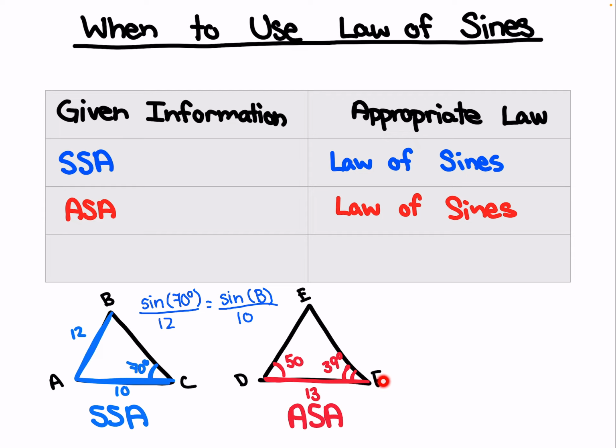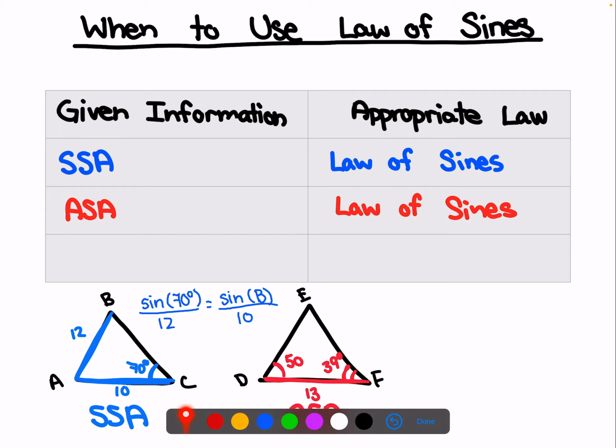So this is the next way that we can use law of sines. Now for this one, we'd need to do a little bit of math before we can actually set up law of sines. By the triangle sum theorem, we can find angle E. 50 plus 39 is 89. 89 plus what will give me 180? Well, 91. So angle E is 91 degrees, meaning our law of sines would be sine of 91 degrees.